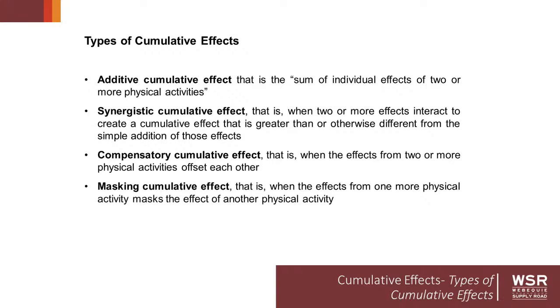We also then have something called compensatory cumulative effects. And that's when two effects from two or more physical activities actually offset each other or cancel each other out. So you have one effect, and then you have another effect that cancels that one out. And then we have another one, which is an interesting one. It's called a masking cumulative effect, and this one's a little bit trickier. It's where the effects from one or more physical activity basically covers or disguises or masks the effect of another physical activity.